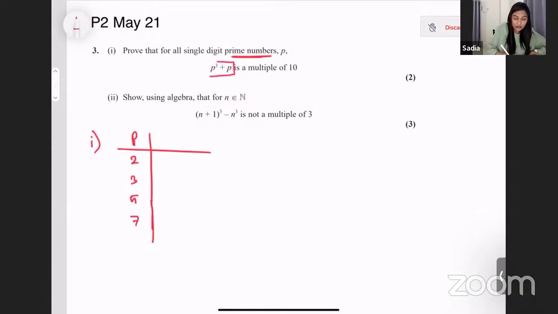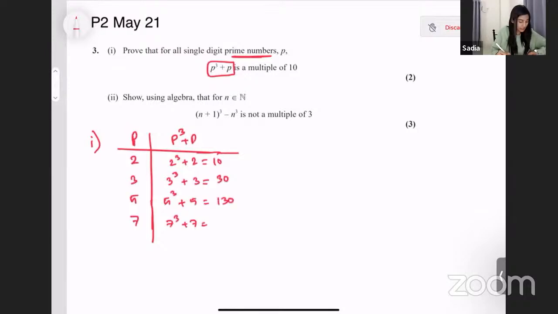So we need to calculate P cube plus 3, right? So P cube plus 3 should be, so this is 2 cube plus 2, then 3 cube plus 3, 5 cube plus 5, 7 cube plus 7. So I will just use the final results here. So this is 10, 30, 130, and 350. And all of them are a multiple of 10, right? All of these values are a multiple of 10. So that's what we had to prove. 3, 1 from P2 May 21.